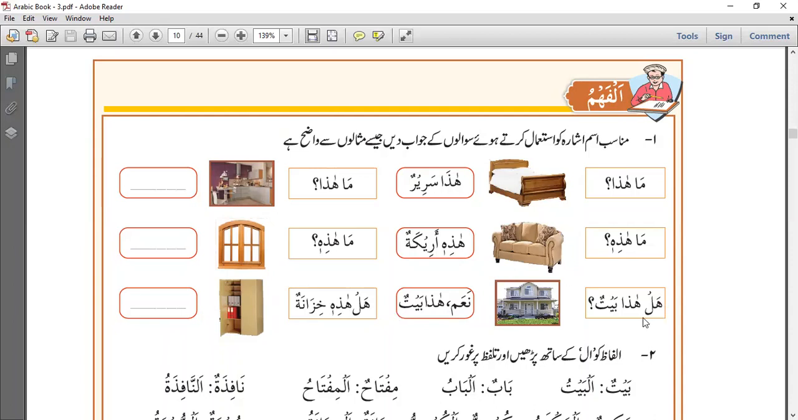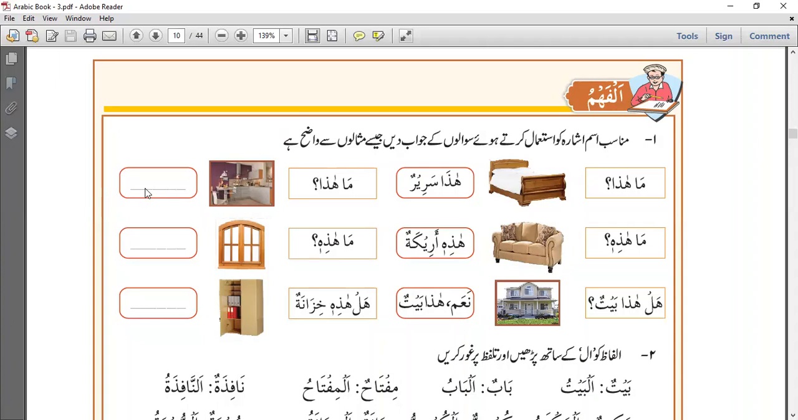هل هذا بيت؟ Is this a house? نعم هذا بيت. This is a house. ما هذا؟ Again, there is a question. What is this? So you have to identify this picture. I think this is a kitchen. Yes, I am right. So I'll write here.